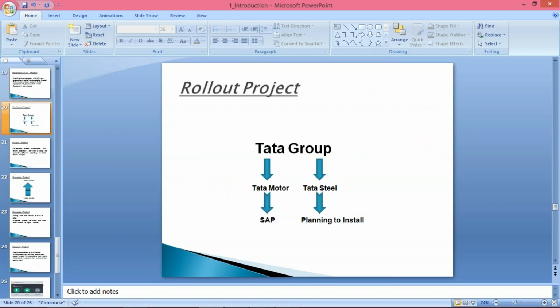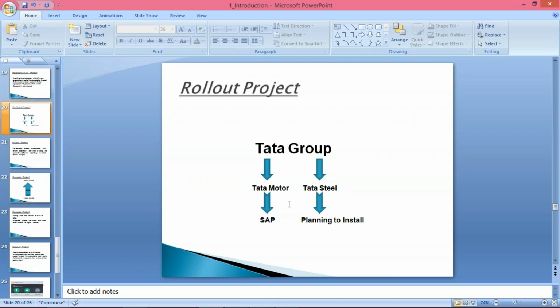Now the next one is called a rollout project. The second project is called a rollout project. So what is this rollout project, guys? Say for example, Tata Motor. Tata Motor is a part of Tata Group. Now Tata Group has decided that okay, we'll do one thing. We are going to replace this Tally with a much bigger platform, in the sense SAP. So here Tata Group has decided to implement this SAP.